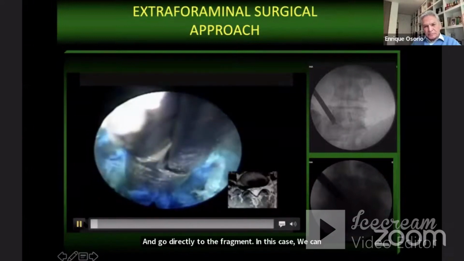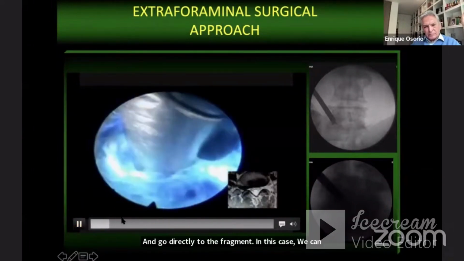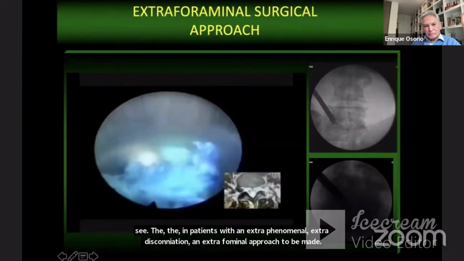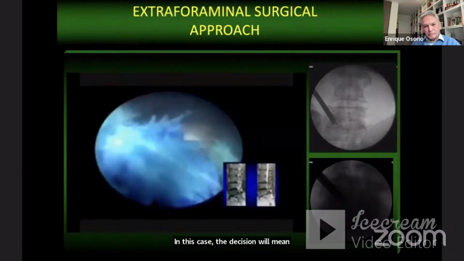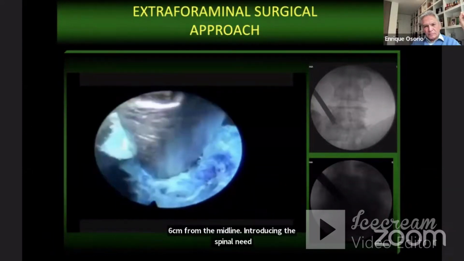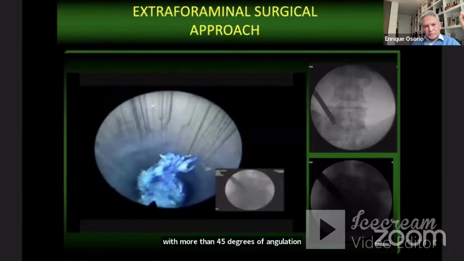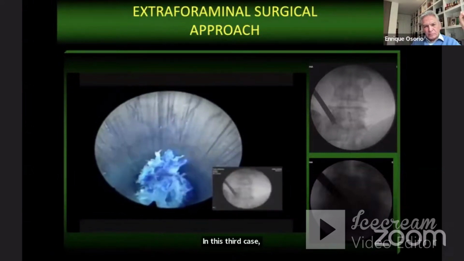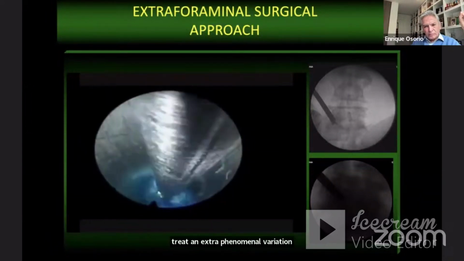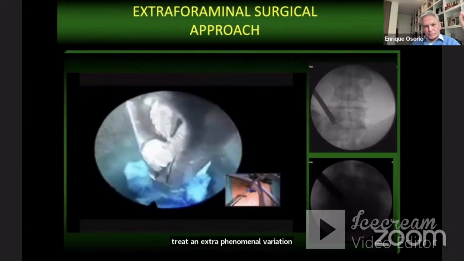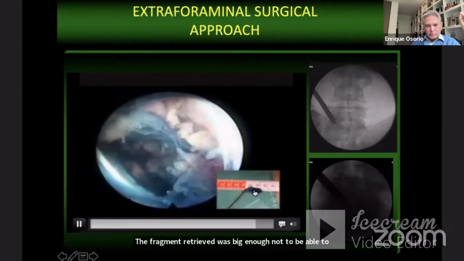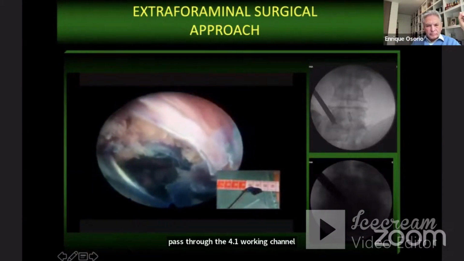this. In patients with an extraforaminal extruded disc herniation, an extraforaminal approach can be made. In this case, the incision will be made approximately 4 to 6 centimeters from the midline, introducing the spinal needle with more than 45 degrees of angulation. In this third case, an extraforaminal approach was used to treat an extraforaminal herniation. The fragment retrieved was big enough not to be able to pass through the 4.1 millimeter working channel, so the endoscope was withdrawn with the fragment.